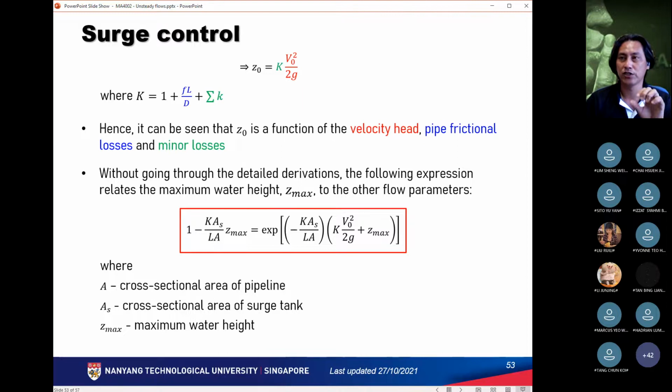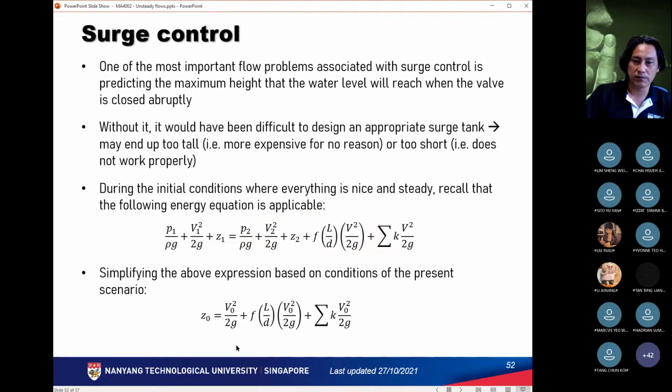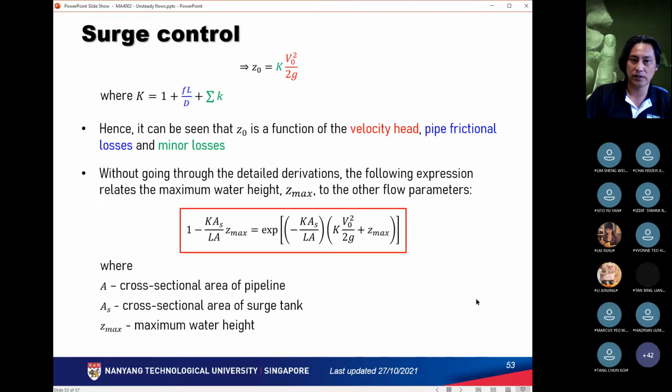If the scenario changes, let's say you have two pipes instead of one pipe, and the two pipes have different diameters, then you have to modify this equation accordingly. So based on this rather simple equation, it can be seen that Z naught is a function of the velocity head, pipe frictional losses, and of course minor losses. I'm quite sure this is intuitive just by looking at it.